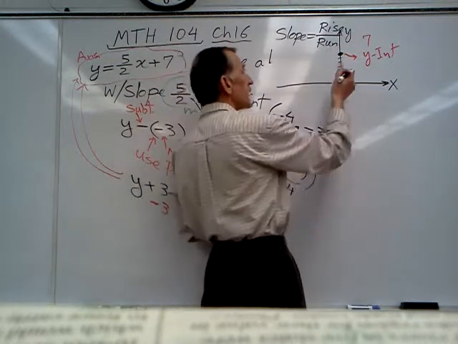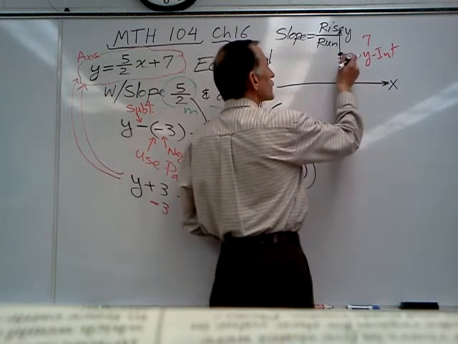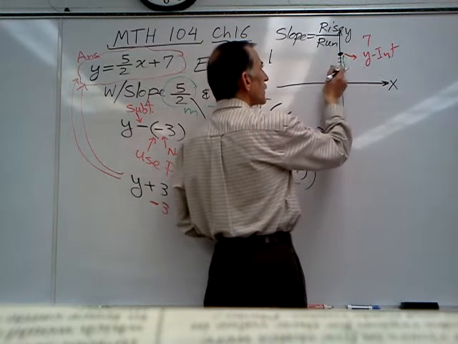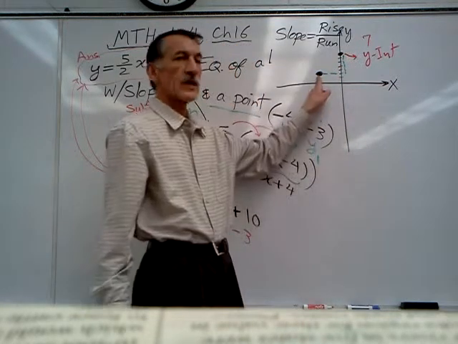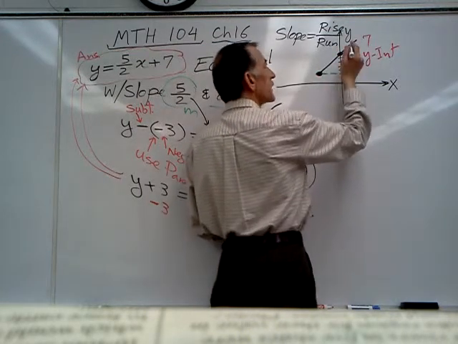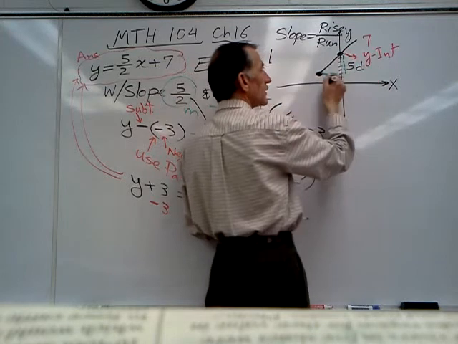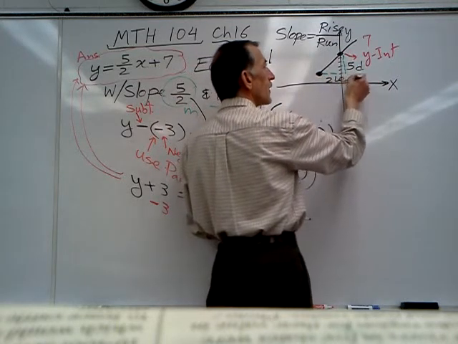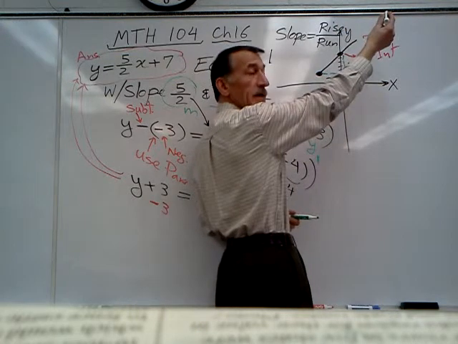So we're going to go down 5. 1, 2, 3, 4, 5, and we're going to go left 2. So therefore, the next point is right there. That's your next point. And you can draw the line, one through the y-intercept of 7, the other one because you went 5 down and 2 left. And 5 down, 2 left give you the same as if you went 5 up and 2 right. That would give you the same.